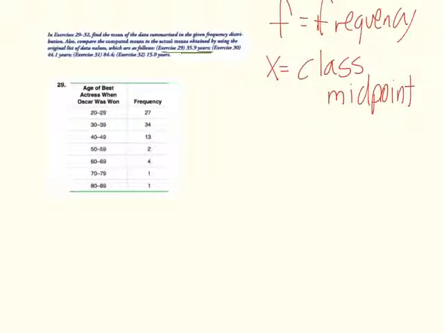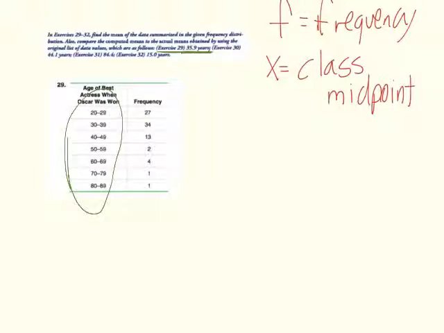It says up here in the instructions, y'all can read them, they're kind of tiny, that exercise 29, which is this one right here, should give you an actual mean of 35.9 years, okay? So what we're going to do is take the mean from the frequency table and compare it to that, see how we do with that mean, okay? So what we're looking at is the age of Best Actress when that Oscar was won, okay? And our classes are all over here, and then our frequencies are here.